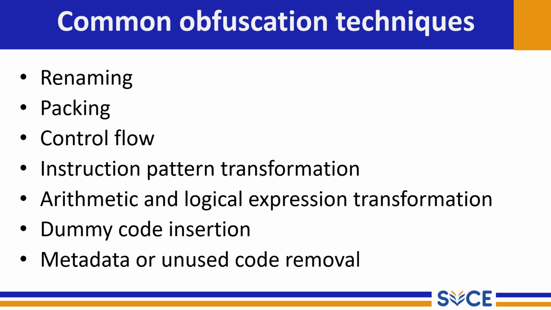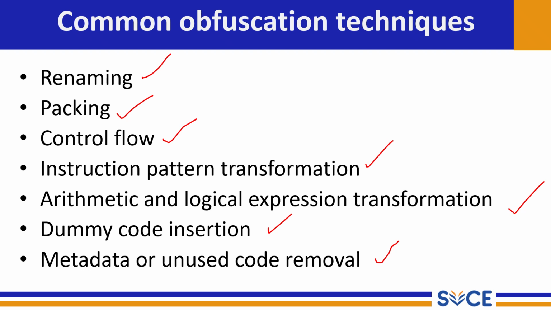Okay, so this is about some of the real-time examples of this code obfuscation, right? And next are the common obfuscation methods or techniques. The first one is renaming, second one packing, third one control flow, next instruction pattern transformation, and next arithmetic and logical expression transformation, dummy code insertion, and metadata or unused code removal.